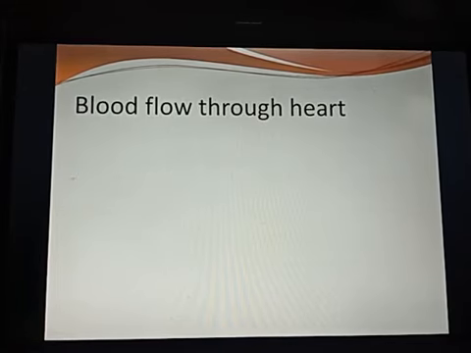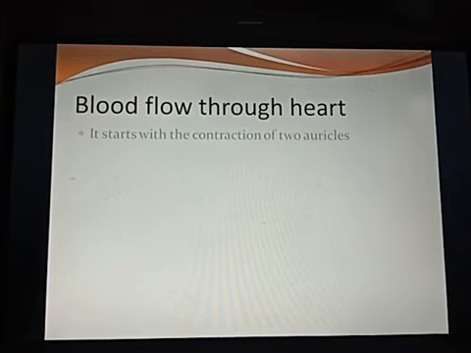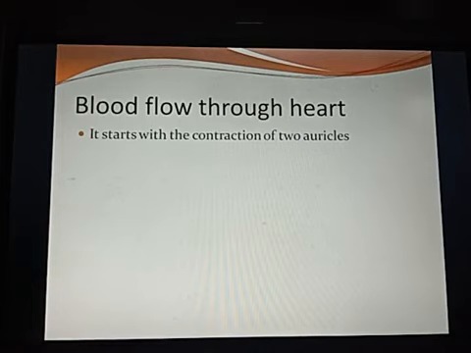Now, blood flow through the heart: how does it take place? Blood flow will start with the contraction of the 2 auricles. We know that the heart contracts and relaxes. Do you think all 4 chambers contract and relax at the same time? No, it is not so. Actually, the auricles will contract first.